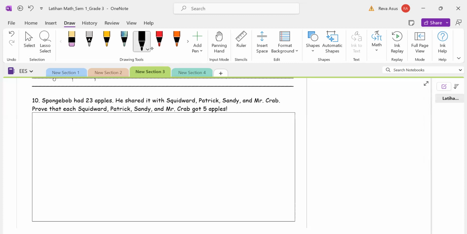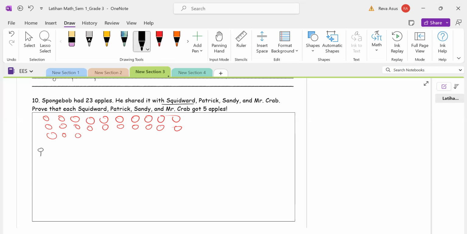And then number 10. SpongeBob has 23 apples. Let's draw it. 1, 2, 3, 4, 5, 6, 7, 8, 9, 10, 11, 12, 13, 14, 15, 16, 17, 18, 19, 20, 21, 22, 23. And then she shared it with Squidward.